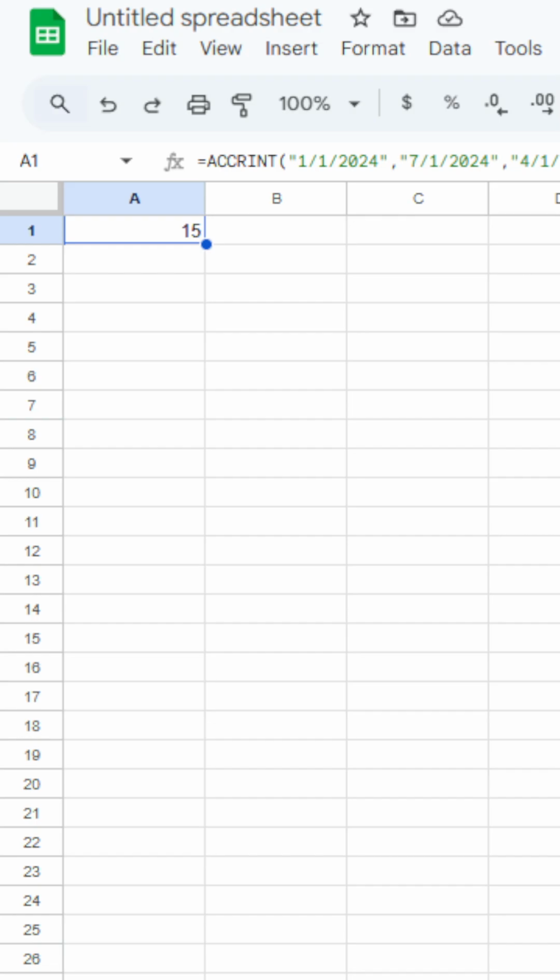And then this is the rate as a decimal. So 0.06 is 6%. 1,000 is the par, which is the face value of the bond. And then there's frequency. One is annually, two is semi-annually, and four is quarterly.